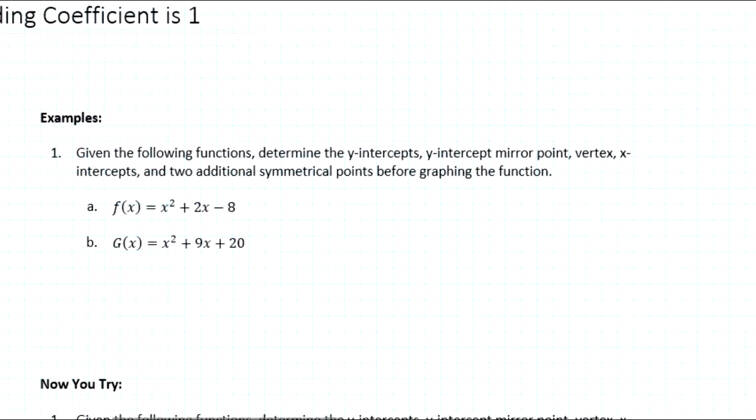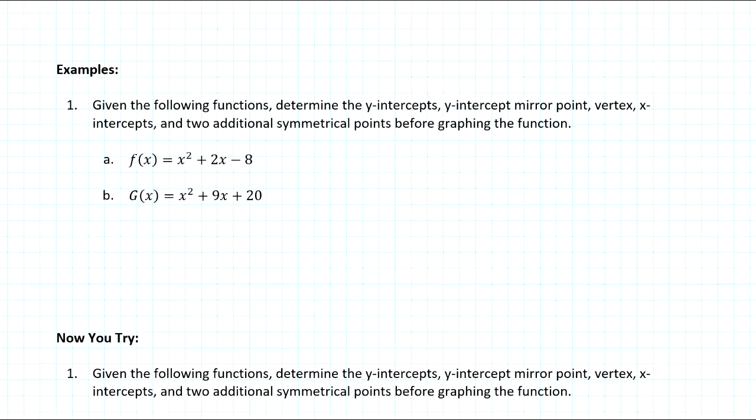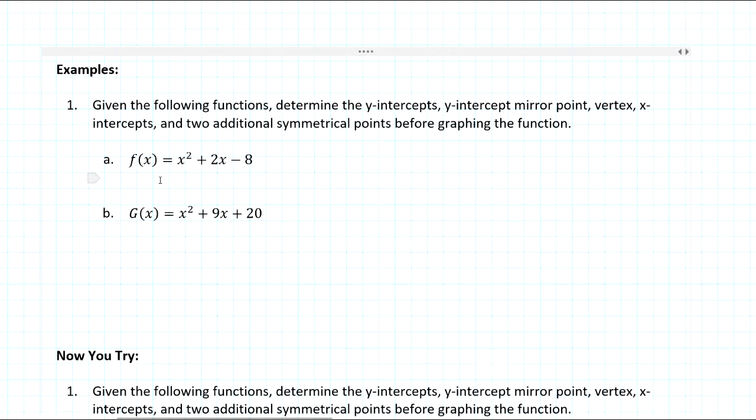Alright, we're going to look at a couple of examples in this. The instructions say, given the following functions, determine the y-intercept, the y-intercept mirror point, the vertex, the x-intercepts, and 2 additional symmetrical points before graphing the function. Let's give myself a little space between these problems here.